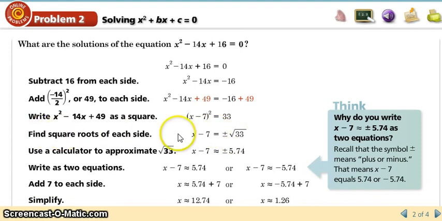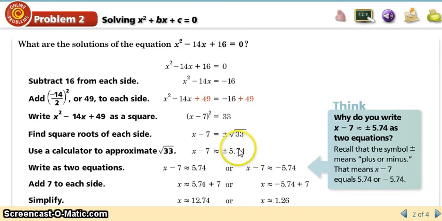So this step is just to take the square root of both sides. All right, so I've taken the square root of x minus 7 squared. That's how I just get the x minus 7. It undoes that operation there. So that's still x minus 7, but I need to go ahead and approximate the square root of 33. So you can use your calculator, and it's about 5.74. So it's a positive 5.74 and a negative 5.74.